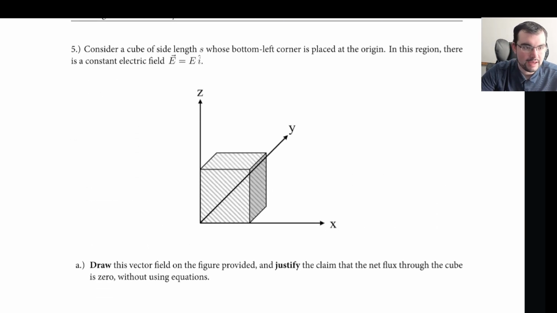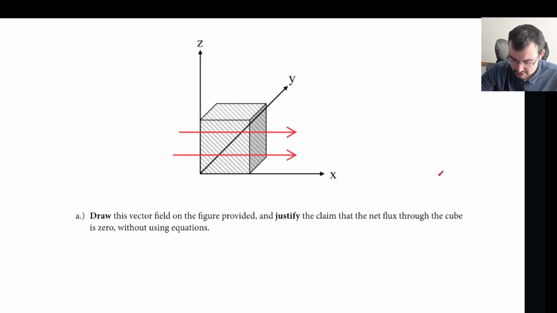All right, now we have a closed surface. So consider a cube of side length S, whose bottom left corner is placed at the origin. In this region, there's a constant E field in the x direction. So if we draw ourselves some field vectors here, let's use the line tool. We get something like this, and the field is constant. So draw this vector field and justify that the net flux through the cube is 0 without using equations.